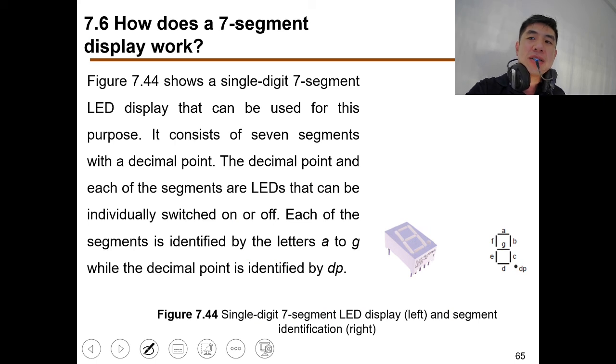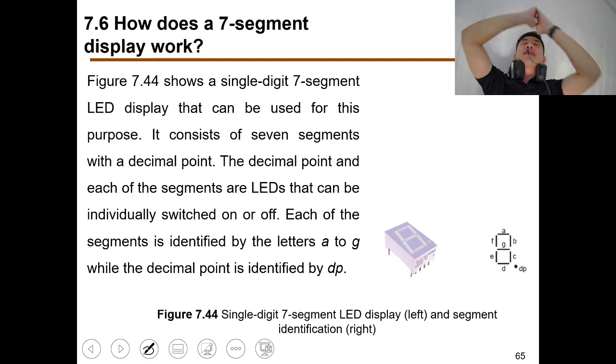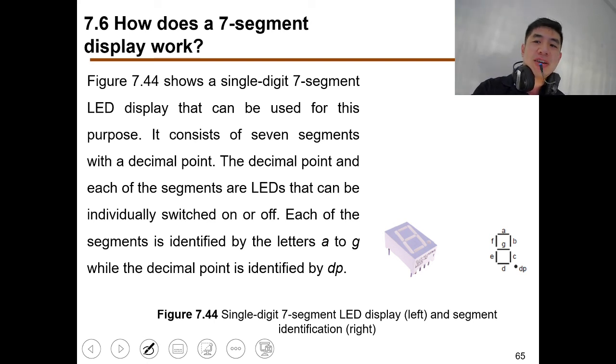Now you see a single digit 7 segment LED display that can be used for this purpose. This 7 segment display is always a giveaway in the exam. If you get it in section B, most of the time it is section B, you can thank God already. Wow, this one is a giveaway. Why? Because it is basically very easy to do.